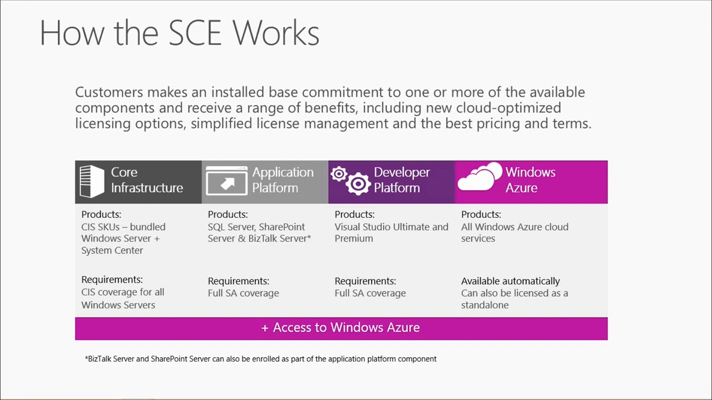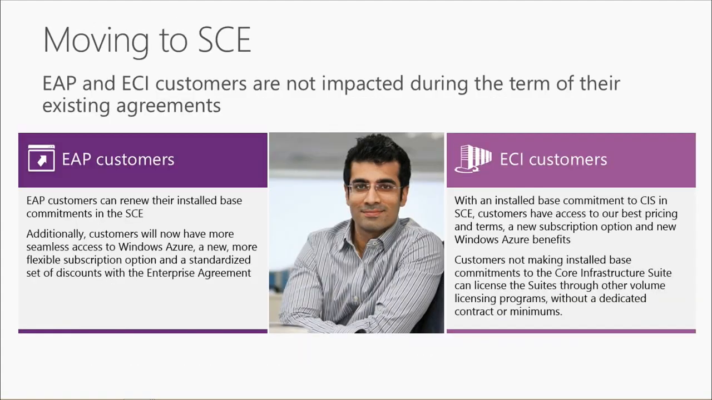Minimum quantities apply for CIS SKUs for an entire Windows install base. Existing deployments without software assurance are added as subscription or L and SA at signing. Also note that BizTalk Server and SharePoint Server can be added as an option to the SQL commitment.